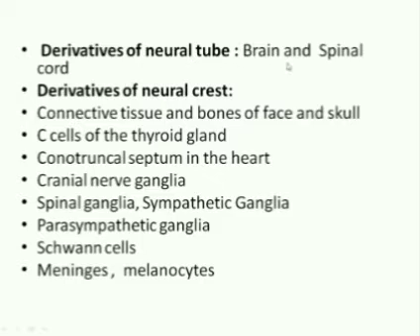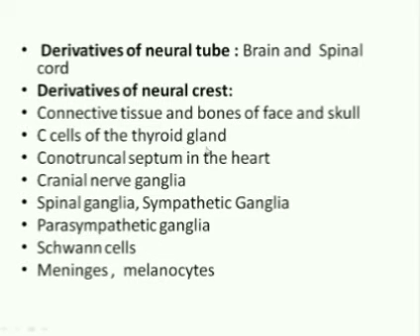Derivative of the neural tube: the cranial end of the neural tube is dilated and produces the brain, and the caudal end of the neural tube remains narrow and produces the spinal cord. The derivative of the neural crest is very important. You remember CCC: connective tissue and bones of the face and skull. Bones and connective tissue of the whole body are derived from the mesoderm, but bones and connective tissue of the face and skull region are derived from the neural crest.